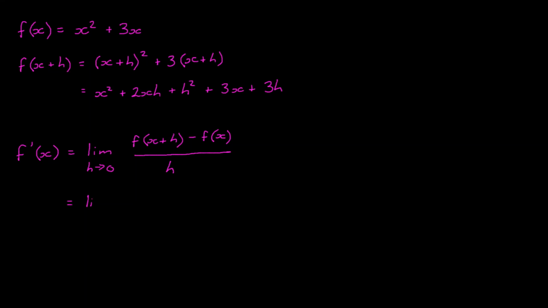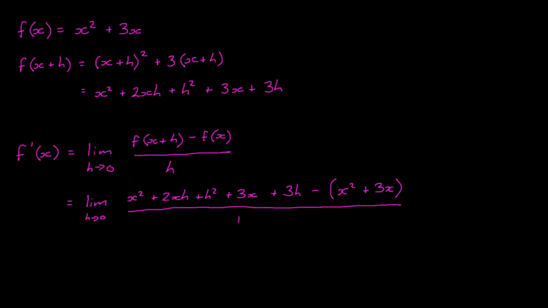And that's equal to the limit as h approaches 0 of x squared plus 2xh plus h squared plus 3x plus 3h minus, and we're going to use brackets here because it's important to remember that we're taking away everything. So we're subtracting off x squared plus 3x, and that minus is going to apply to both of those terms. And we'll divide all of that by h.